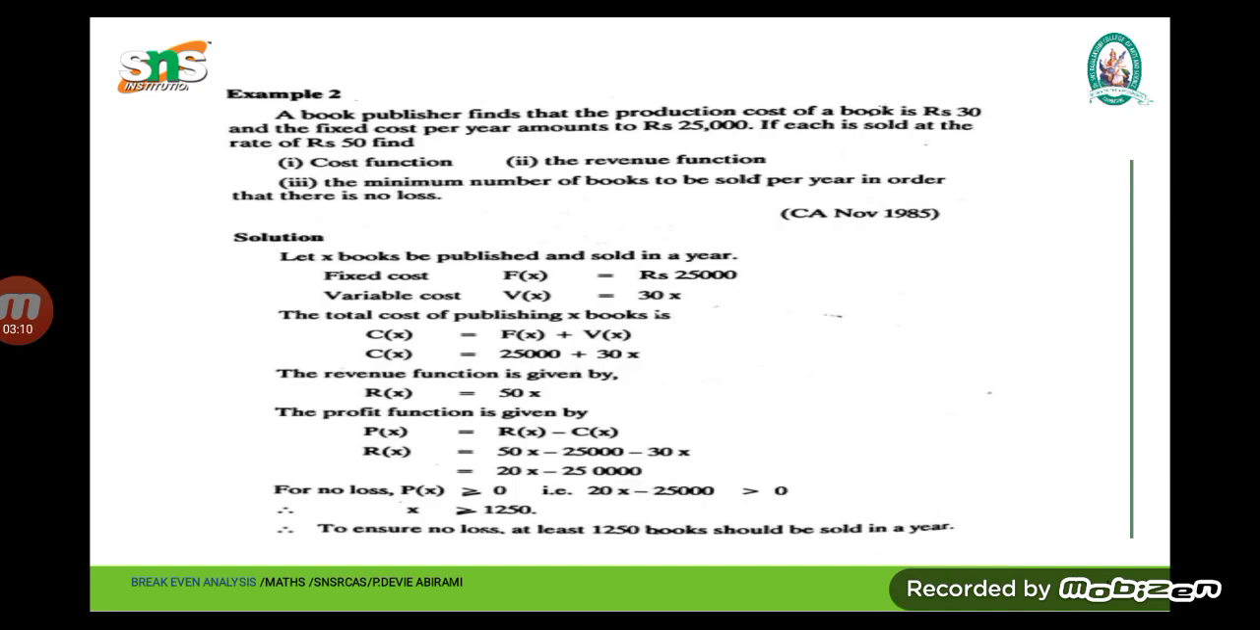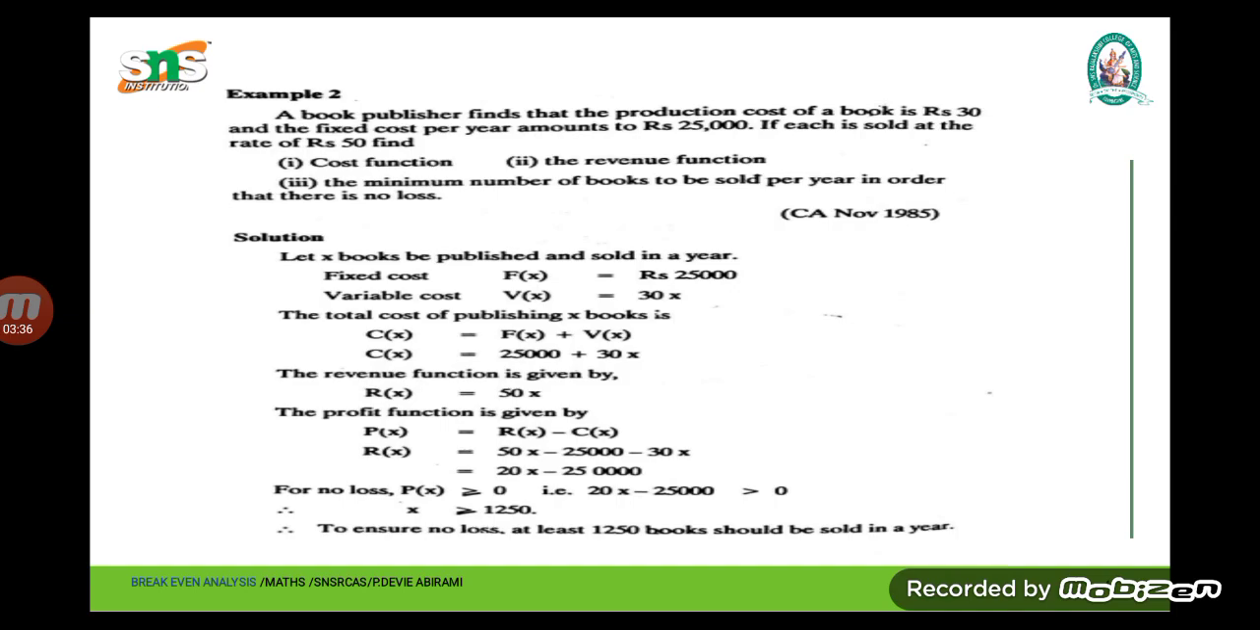Solution: let x be the number of books published and sold in a year. Fixed cost is 25,000 and my variable cost is 30x because we don't know how many books there are. So my total cost is C of x is equal to f of x plus v of x, so 25,000 plus 30x. My revenue function is x into p. Price per book is 50, therefore 50x.